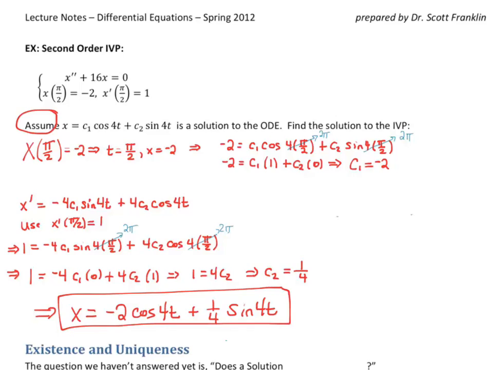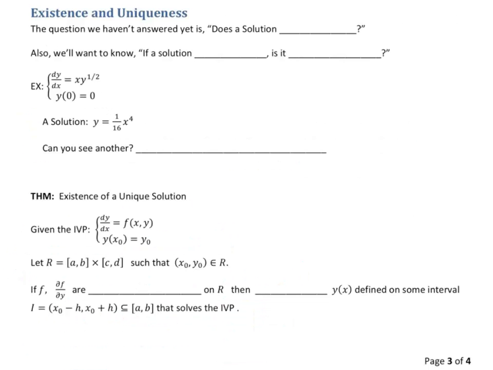Now, one question that we will often ask in a mathematics course when we introduce a new type of problem, especially one where we're seeking the solution to a problem, is how do we know a solution even exists? So the question we really haven't even answered yet is, does a solution exist? In addition to that, we'll also want to know, if it does exist, is it unique?